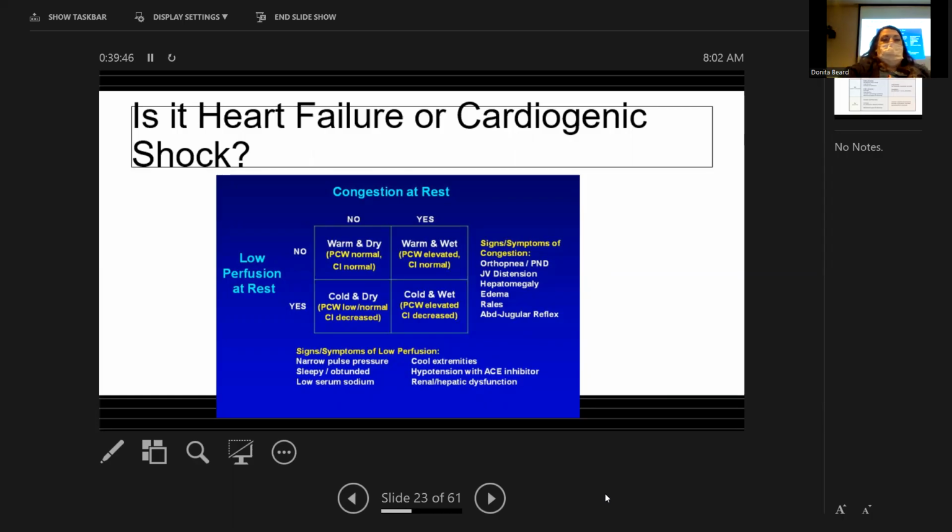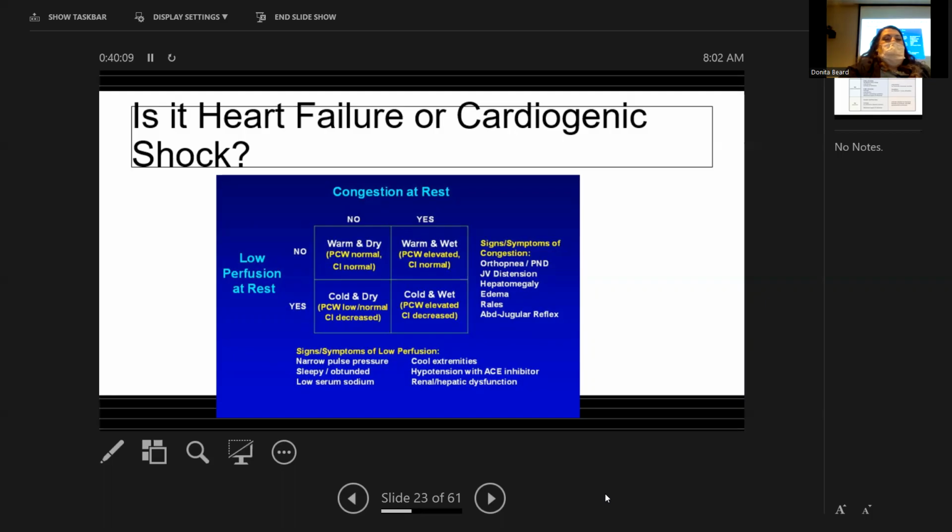On the left, the y-axis side, low perfusion at rest. That's evidence of low output. Some of you said things about low output earlier: decreased urine output, altered mental status, cold and clammy extremities. All of these things are signs of low output, and you can directly measure them if you have a Swan.